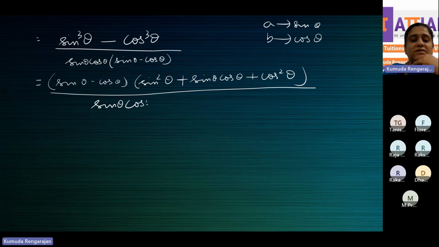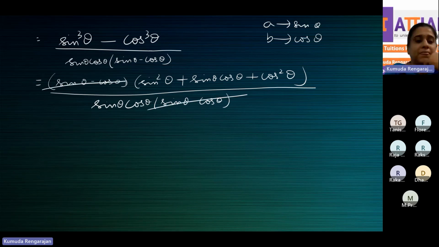No, first I'll write it. Then cancel it out. So this expression gets cancelled. Then in the numerator, read what you see there. Sine square theta plus cos square theta. Identity can be used.